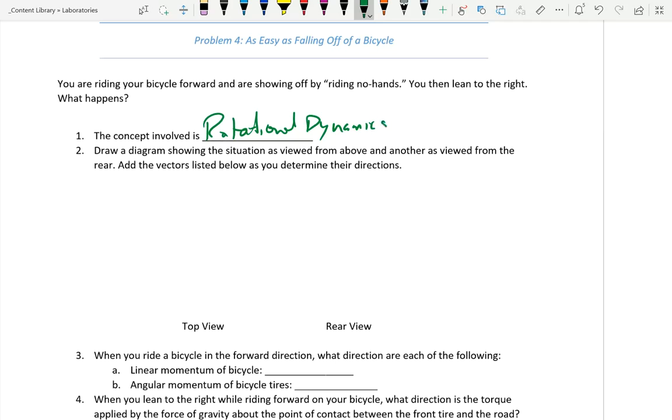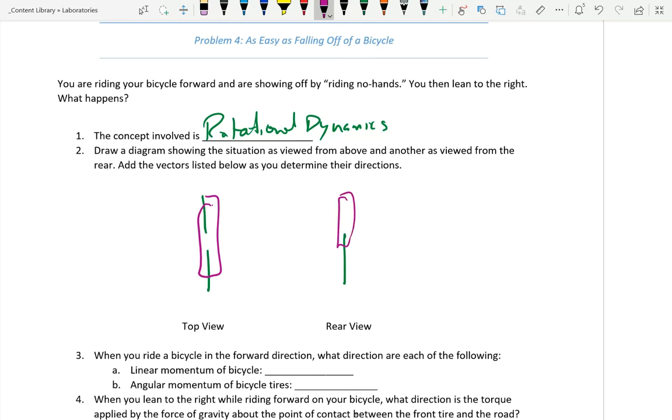Now, this one here is going to be solved differently than what I said before, because we're not going to be asked to find what's the torque or what's the force or anything like that. We're just asked, like, phenomenologically, what's going to happen. So draw a diagram showing the situation viewed from above, and then viewed from the rear. So the top view, there's my tires. Here's the rest of my bicycle with the person on it. There's my top view. A rear view, here's the tire.